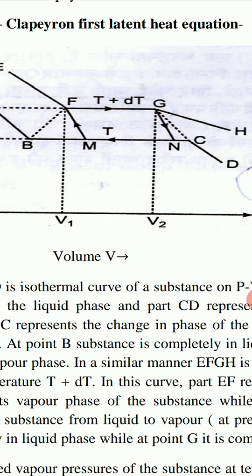In a Carnot cycle, there are four processes. Two are isothermal processes and two are adiabatic processes. FG is isothermal expansion at temperature T plus dT. GN is adiabatic expansion. NM is isothermal compression at temperature T, and MF is adiabatic compression. So, FGNMF is a Carnot cycle.